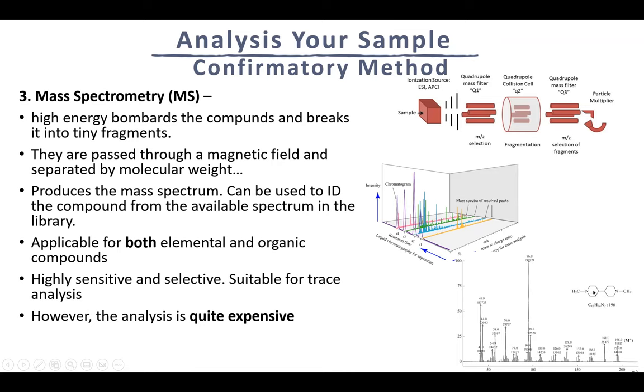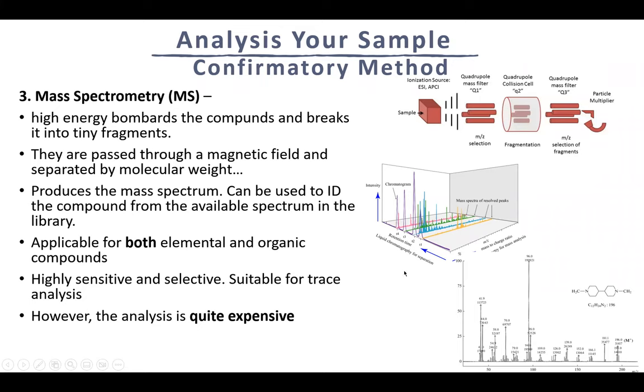If the compound is unknown, if you have a sample that contains an unknown, you can use mass spectrometry, because you can use the spectrum. Usually mass spectrometers come with a library. You can try to match with the library to identify the compound. So that's how it works. Your sample goes through here, then the ionization source bombards the compound into fragments, based on the molecular weight of the compound. If you do it correctly, you can restructure back and determine the compound, using the spectrum to identify it from the library.